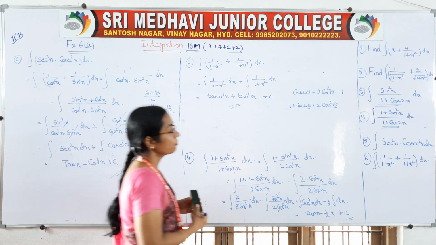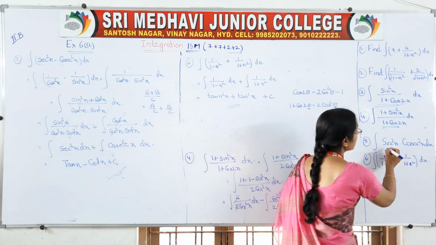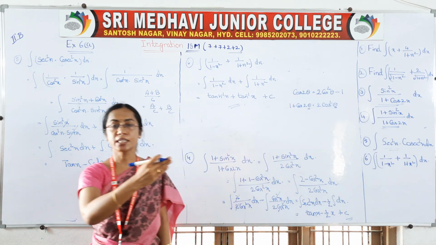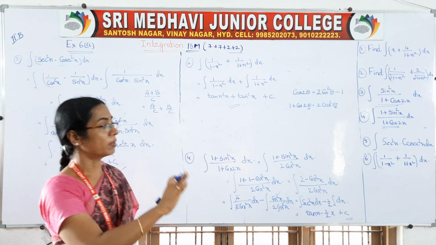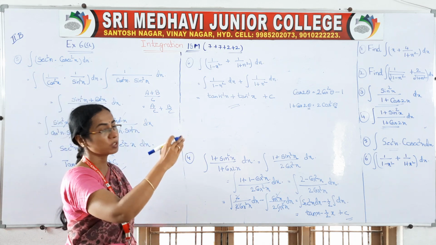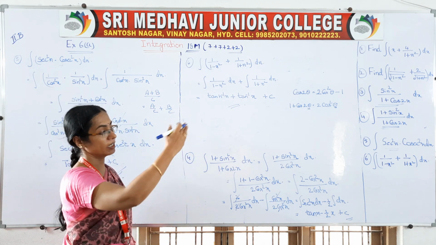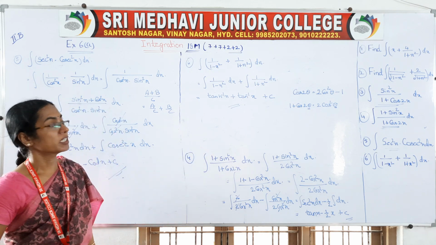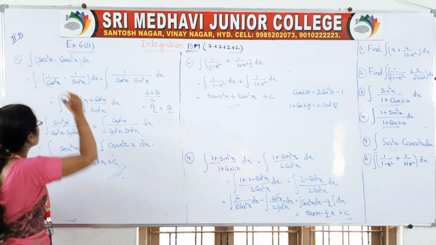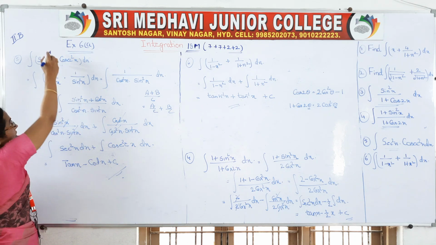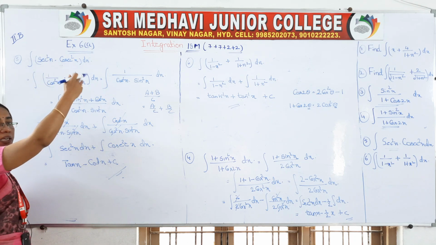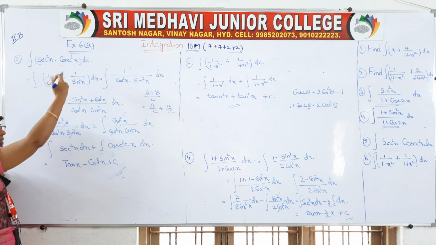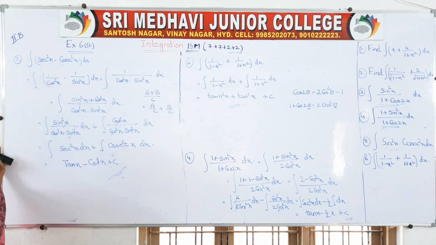Okay. Now come to the fifth question. Here, suppose in between secant square and cosecant square a plus sign is there, then there is no problem. Directly, in between two terms plus is there, so we can take the separate integrals and find the value. But here multiplication is there. So whenever it is not in our standard form, try to convert it into our standard form.